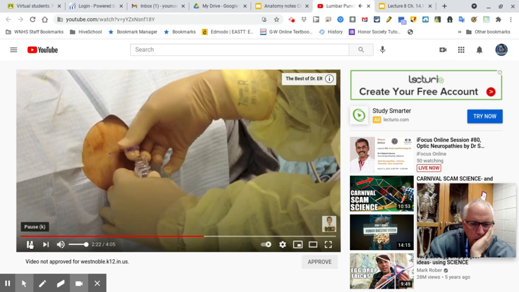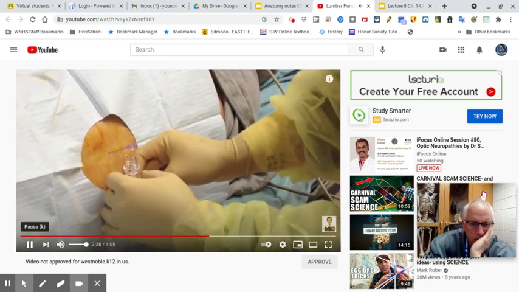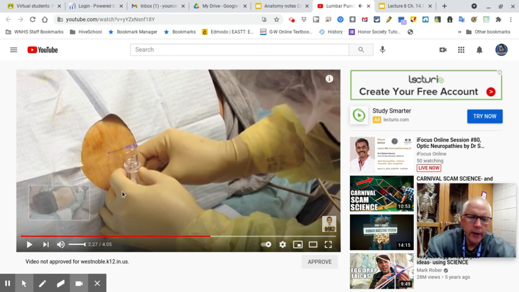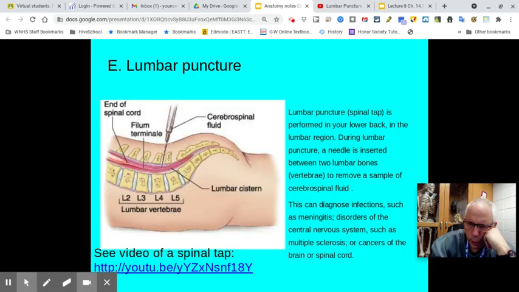Spinal fluid should be completely clear, just like water. If it looks turbid or yellow or thick, that's abnormal. Okay, so you can kind of see the fluid coming out. It's not red. It doesn't have blood cells in it.